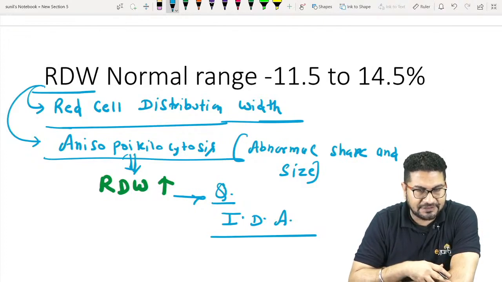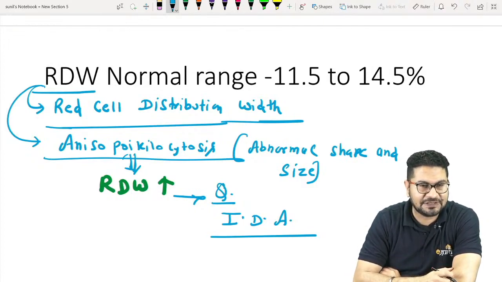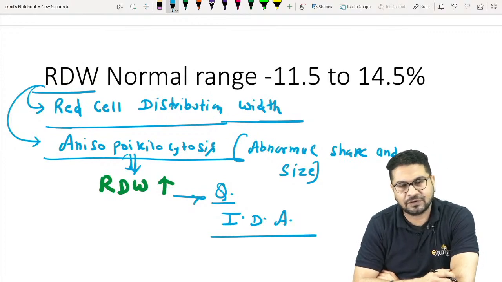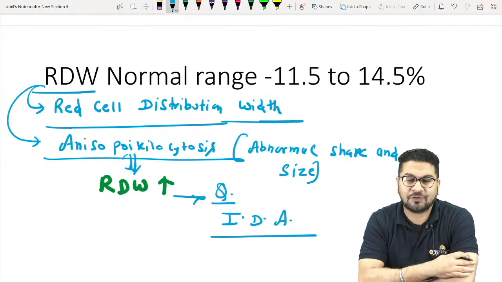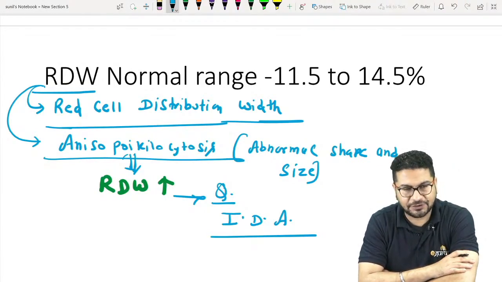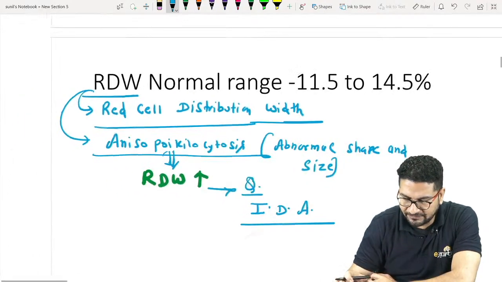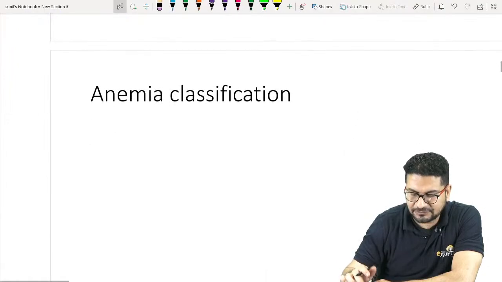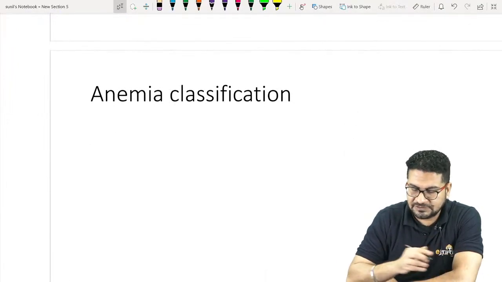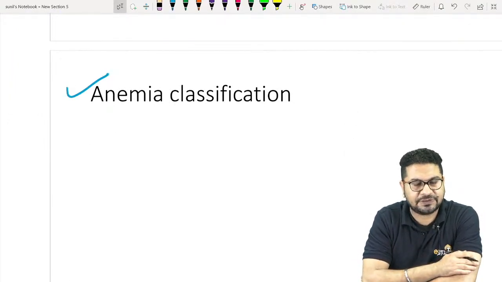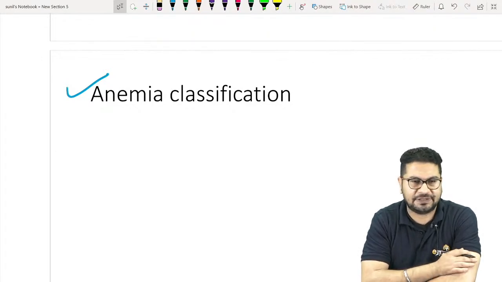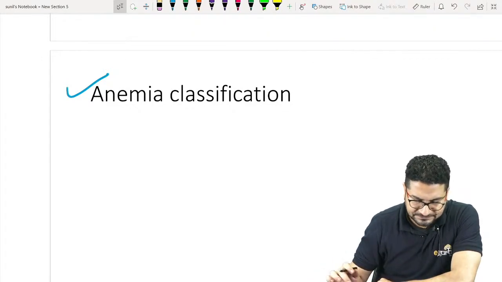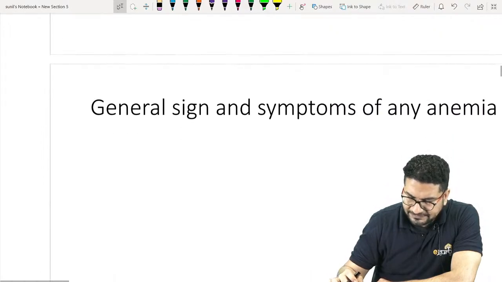So I hope the things are clear. This is a basic introduction. By just seeing a CBC report, you can get an idea what the question is and who your patient is. They are asking patient type questions these days. So one by one, with this in background, we can discuss different types of anemia. I have told you the classification already: we can divide into microcytic, normocytic, macrocytic. Am I clear?